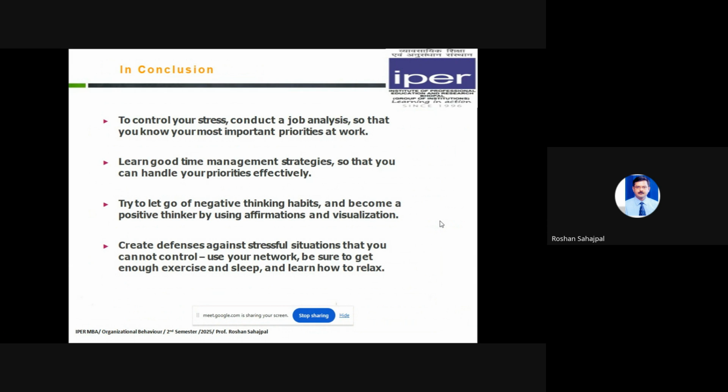Learn good time management. ज्यादातर लोग जो टाइम वेस्ट करते हैं या टाइम को मैनेज नहीं कर पाते, they are under a lot of stress, because ultimately they procrastinate work and they are put under a lot of stress also. Try to let go of negative thinking और हैबिट. अगर हर समय नेगेटिव सोचेंगे तो सब जगह नेगेटिव दिखाई देगी, and that will hinder your performance and ultimately put you under a lot of stress. Create defenses against stress, like things that you cannot control, you have to stop worrying about them, and things which you can control, you should control them.